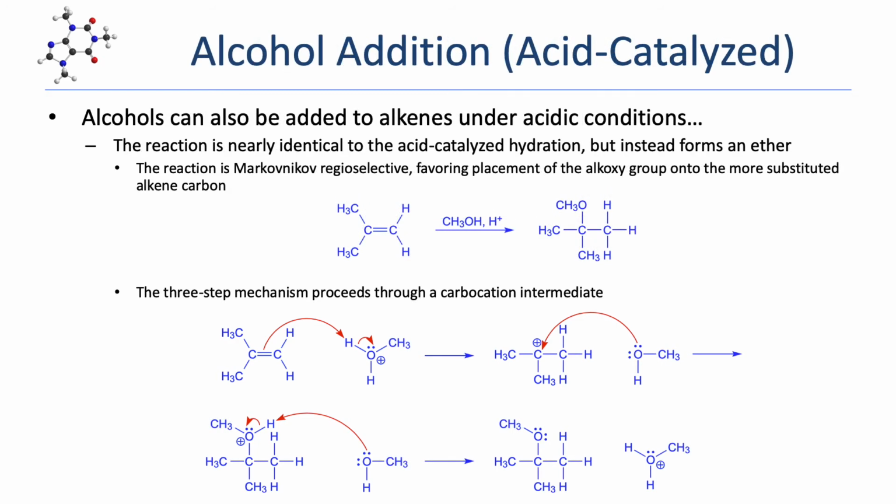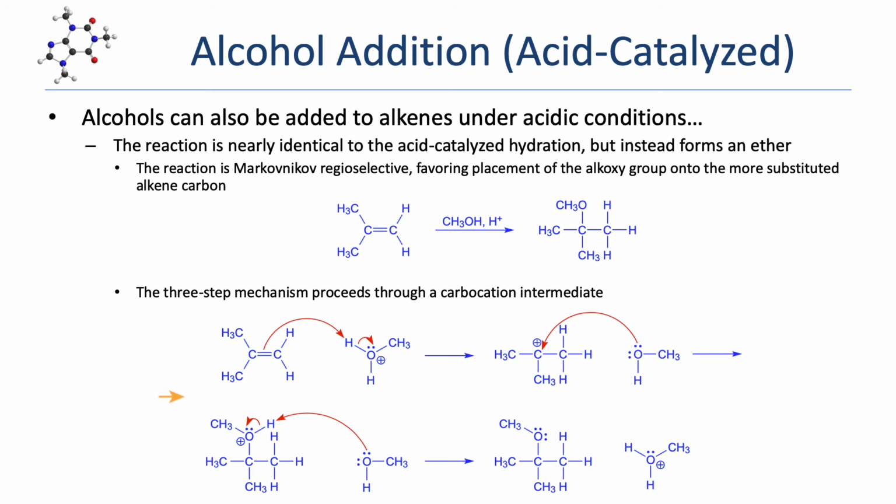Similar to hydration, alcohols can also be added to alkenes under acidic conditions. The reaction is essentially the same as the acid-catalyzed hydration, but instead forms an ether. So in this example, you can see that we're adding methanol across this alkene. The reaction is again Markovnikov regioselective, placing the alkoxy group onto that more highly substituted carbon of the alkene.